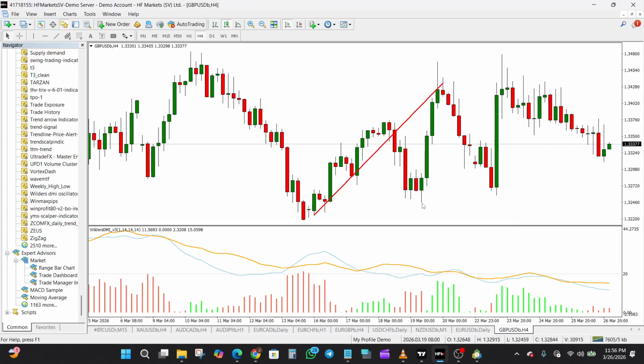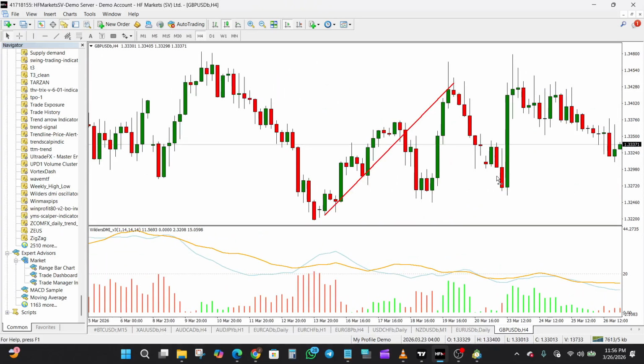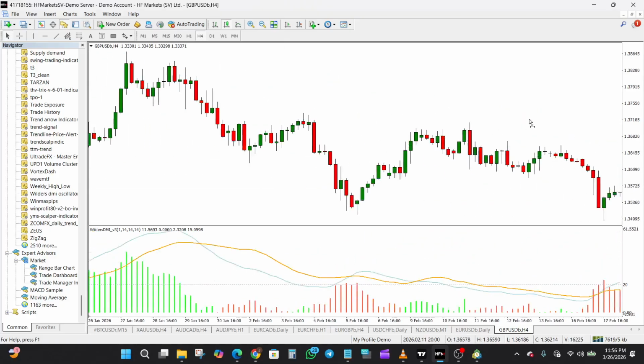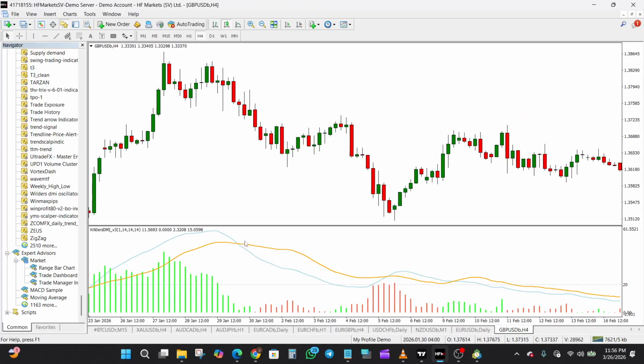All right, now for a sell signal, you can consider a sell trade when the orange line is above the blue line. So when the orange line is above the blue line, that's when you want to enter a sell trade, or rather consider a sell trade. And if you also have the histogram bars above the 20 level, that's probably going to be a stronger signal.